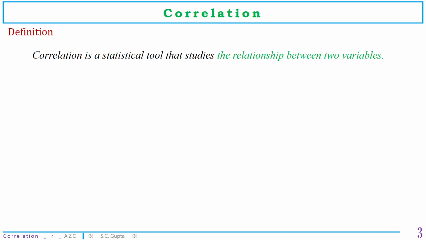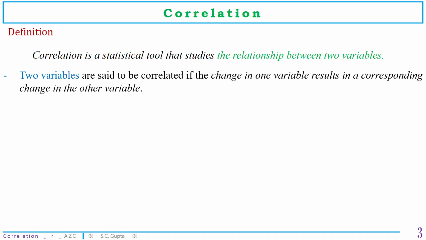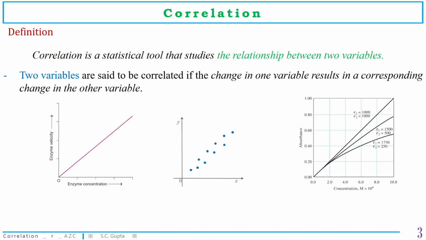Definition. Correlation is a statistical tool that studies the relationship between two variables. Two variables are said to be correlated if the change in one variable results in a corresponding change in the other variable. For example, the study of enzyme concentration and enzyme velocity, concentration of solution, and absorbance.